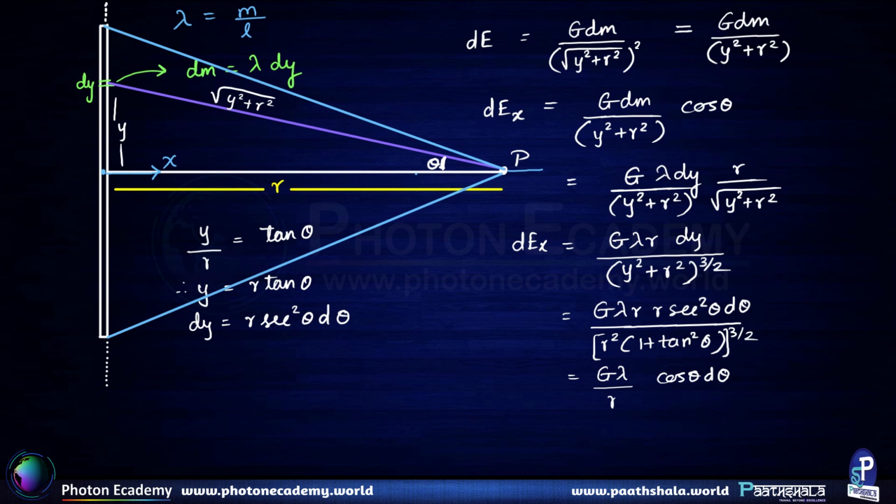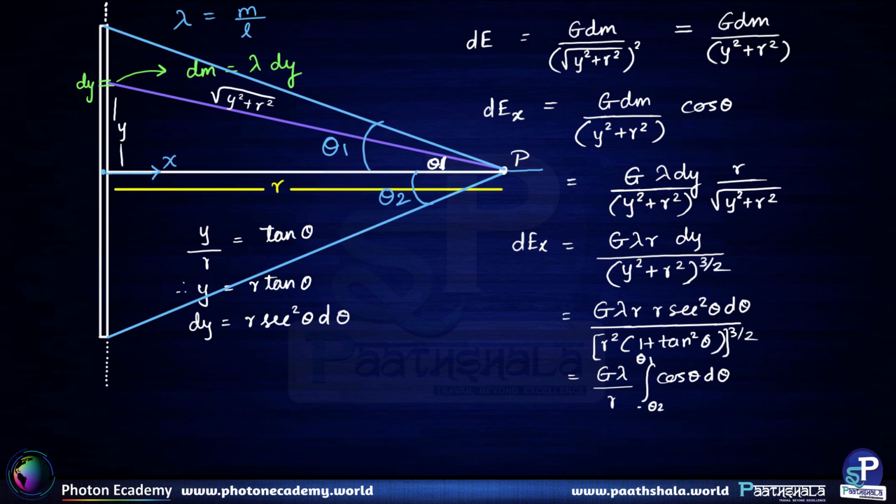Let us say this particular angle happens to be theta 2 and this particular angle happens to be theta 1. Then in such a case, the limit of integration will be from minus theta 2 to theta 1, because we are moving from below the x-axis to above the x-axis as we move from theta 2 to theta 1. So we'll have to take the limit as minus theta 2. So integration of cos theta happens to be sin theta.